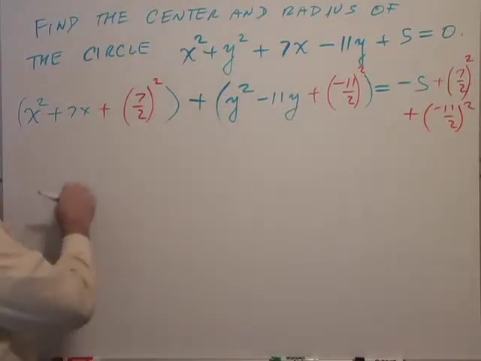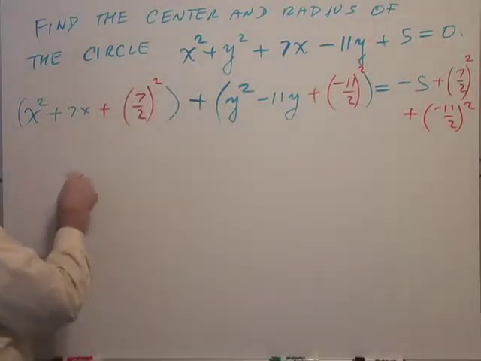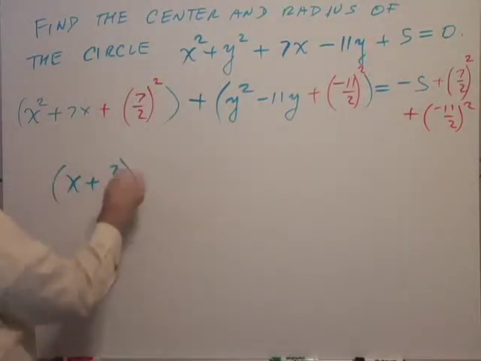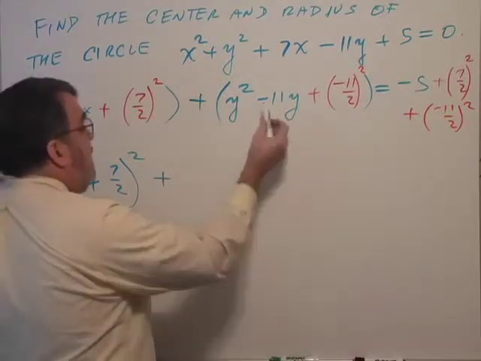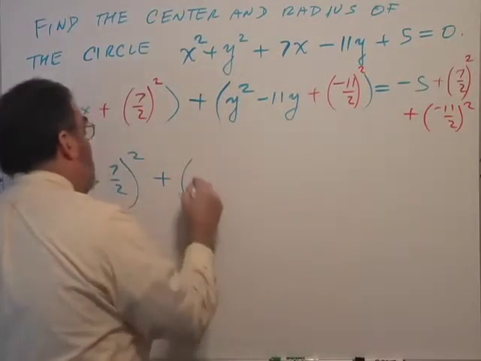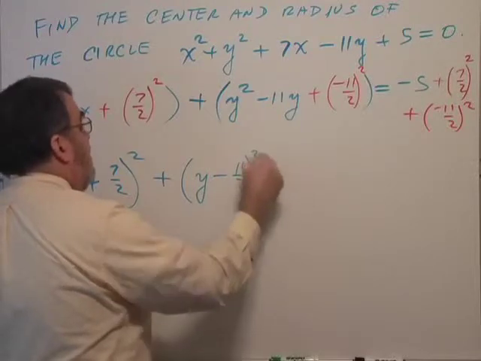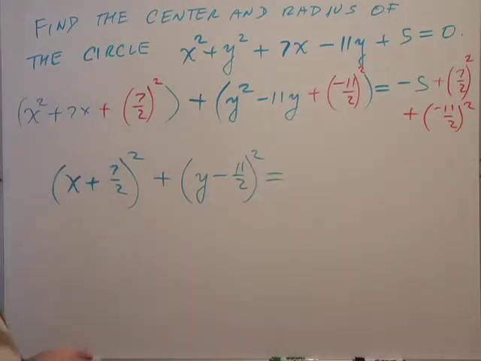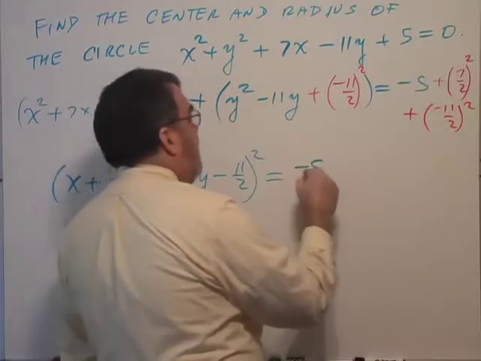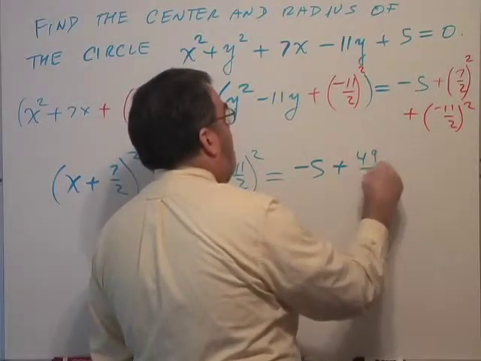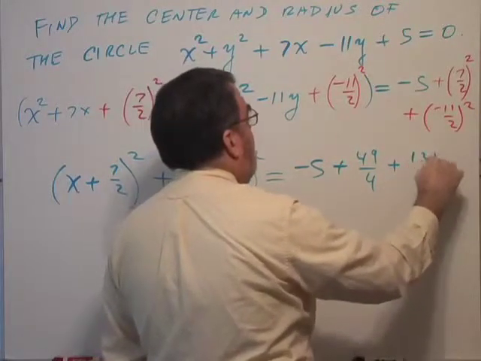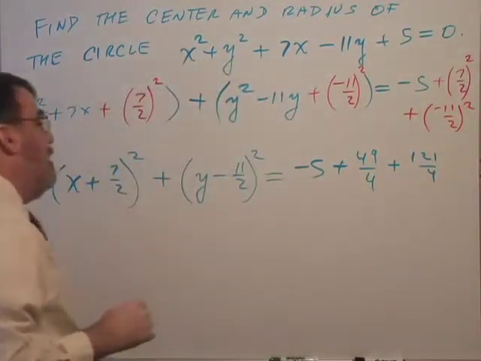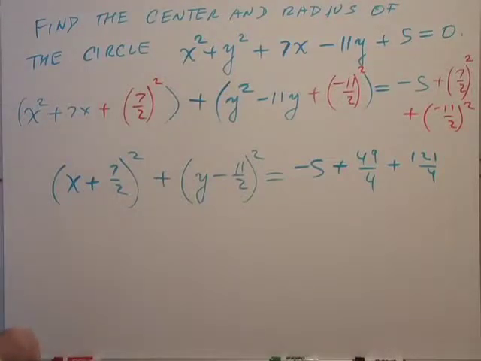And so this one ends up being x plus 7/2 quantity squared. It would be easy to verify that by going through all the work. And similarly over here, I've got y minus 11/2 quantity squared. On the right side, we'll end up with minus 5 plus 49/4 plus, square this, I get 121/4. All right, so let's see, what is that?